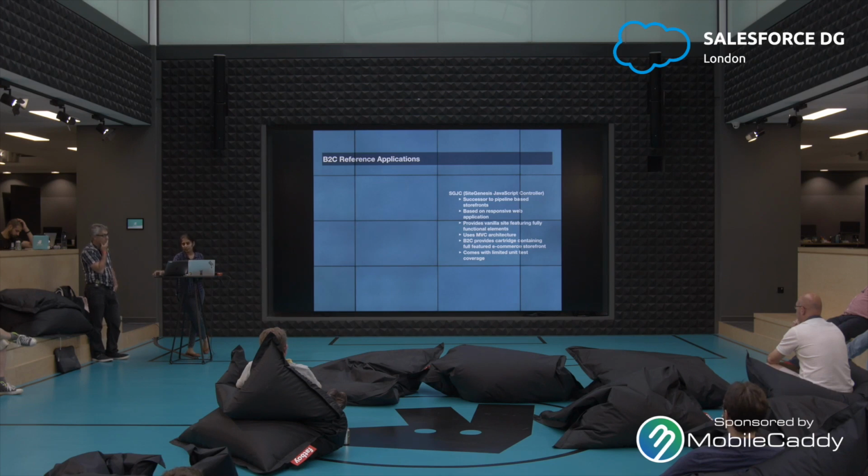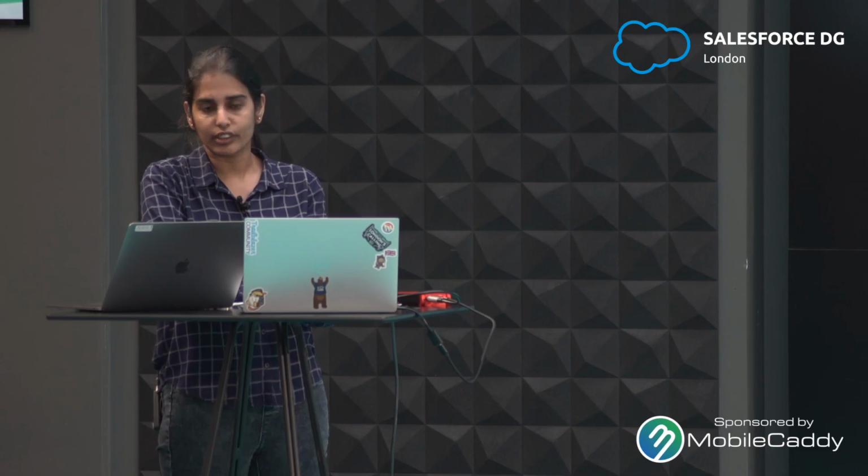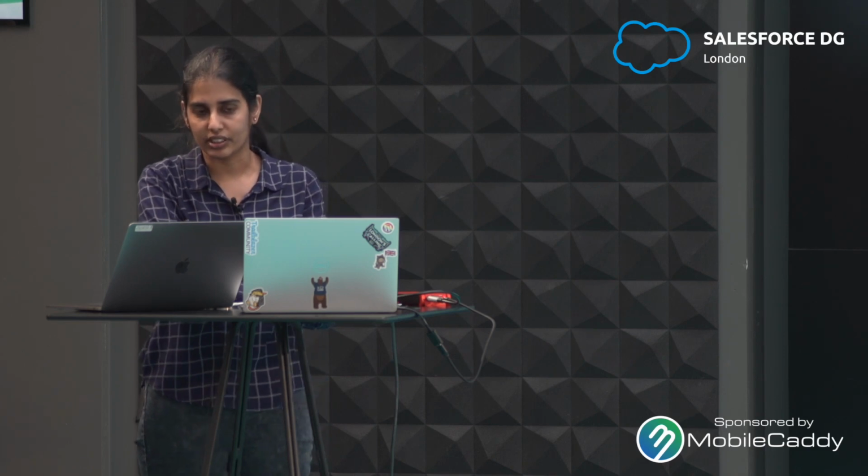And recently, they introduced a new reference application called Storefront Reference Architecture. It is mainly focused on building applications with a mobile-first design as its main principle. They will provide a full vanilla site featuring fully functional elements as well. This one mainly took reference from Node.js and also the Express module. Based on that, they built this one.